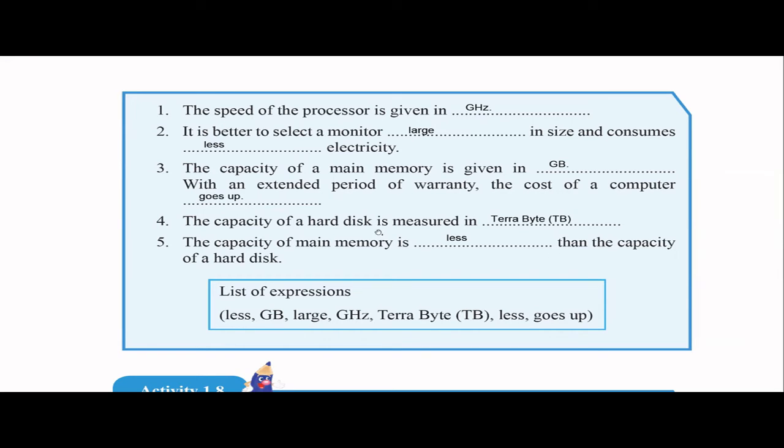The capacity of the hard disk is measured in TB or terabytes, right? Hard disk capacity is measured in TB in the latest computers, not the old ones. In old ones we have GBs. The capacity of the main memory is blank than the capacity of the hard disk. The capacity of the main memory is measured in GBs, but the capacity of the hard disk is measured in TBs. So that means the capacity of the main memory is less than the capacity of the hard disk.